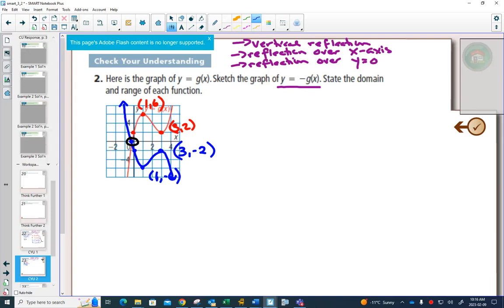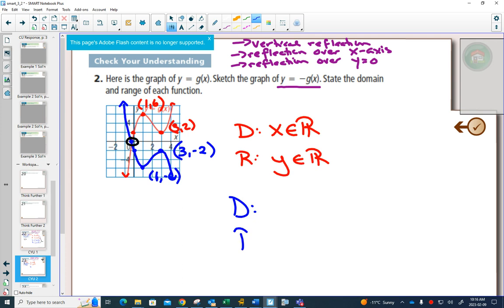Now if we do domain and range here, of the red one, the domain was everything, because there's arrowheads here, meaning that it's getting wider forever, no minimum value, no maximum value. Same thing with the range. And even though we flipped it, the domain and range would be everything for that as well.